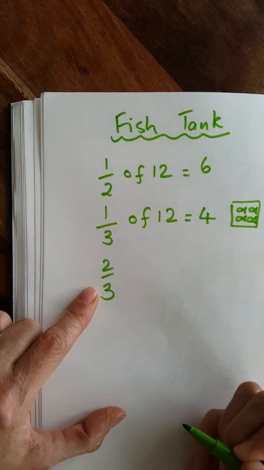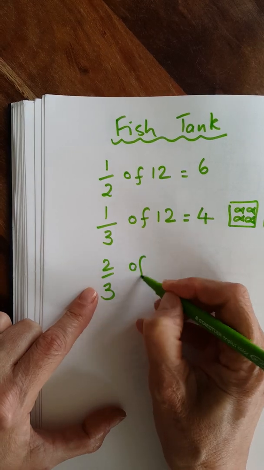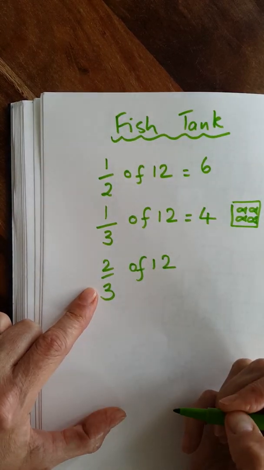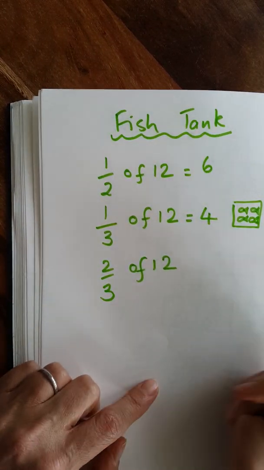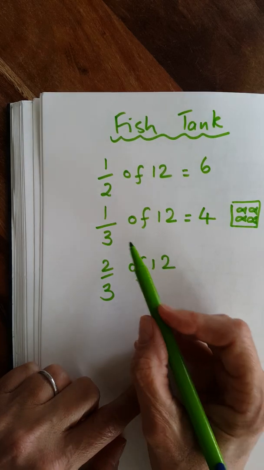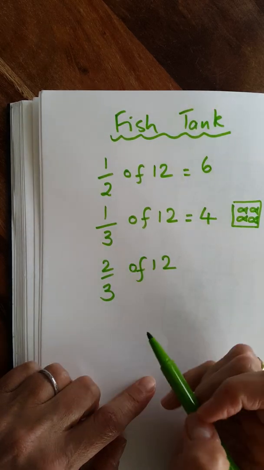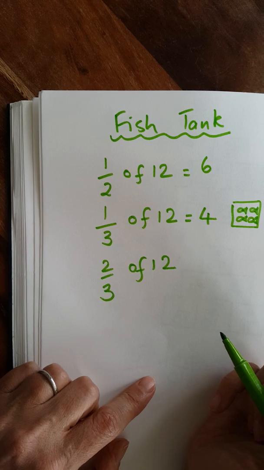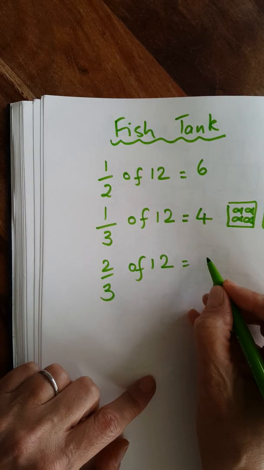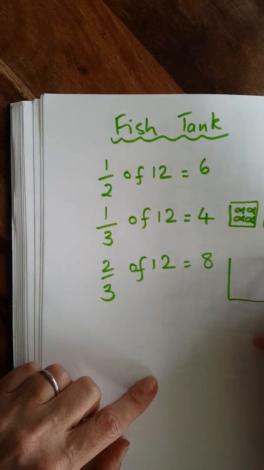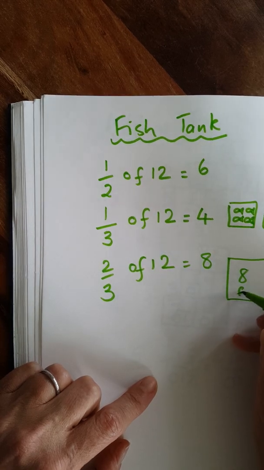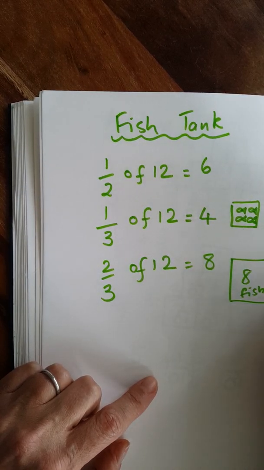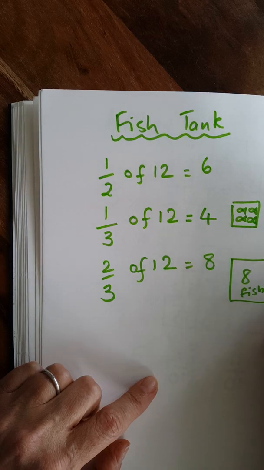2/3 of 12. So you could put 2/3 of the fish in 1 tank and 1/3 in the other. So you could say, right, well, I know that 1/3 of 12 is 4. So 2/3 must be twice as much. So that will be 8. So you could have 8 fish in this tank if you wanted to split them in a different way, and 4 fish in another tank.